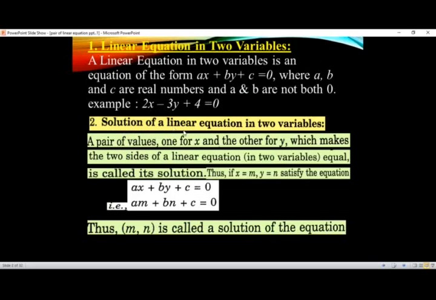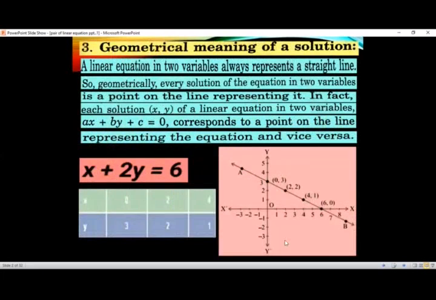Second, the solution of a linear equation in two variables. This also you have learned in class 9. A pair of values, one for x and the other for y, which makes the two sides of a linear equation equal, is called its solution. So a pair of values, one for x, one for y, which satisfies this equation will be the solution. For example, here x equal to m, y equal to n, satisfying the equation. So this means the pair m comma n is called the solution of the equation.